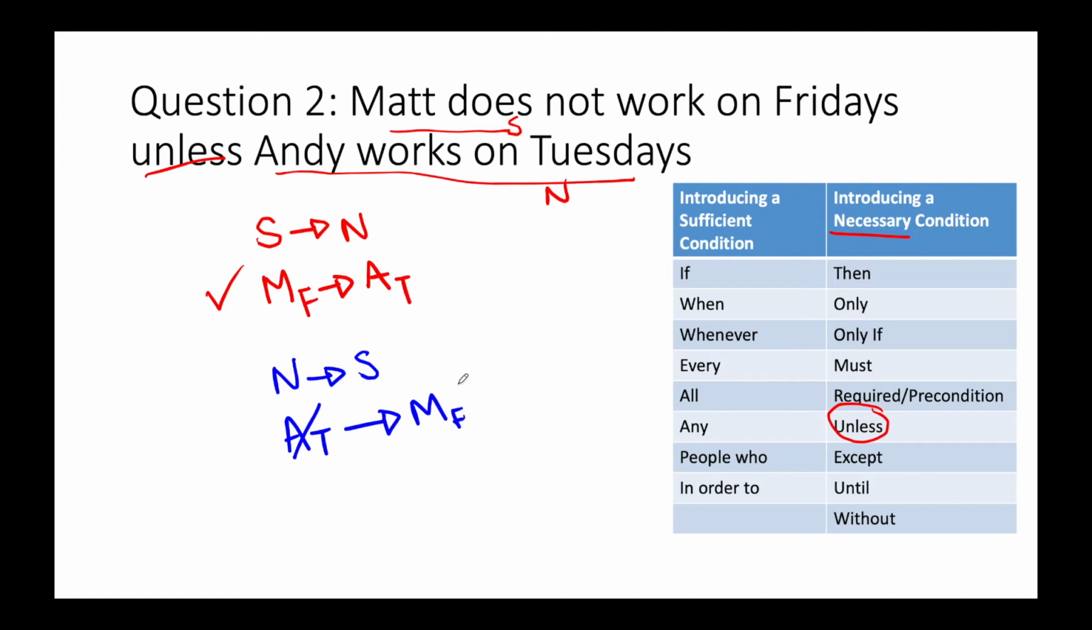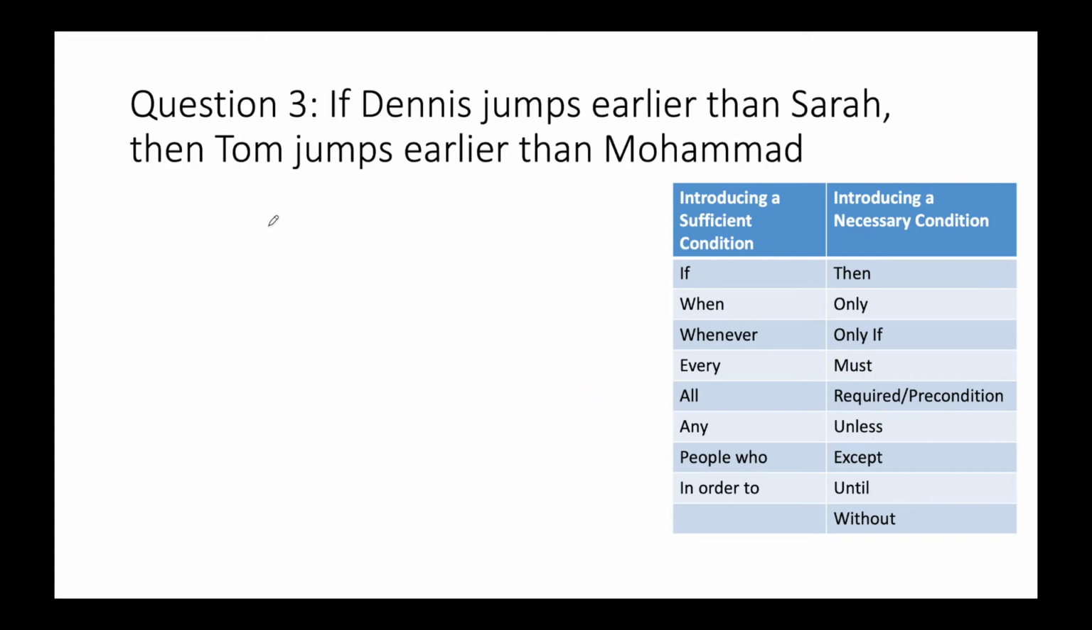So if we had our big circle with necessary and the small circle sufficient, when something is not necessary, it means it does not contain this sufficient part, this smaller circle. So Matt, who would be here, cannot be here. Matt is probably somewhere there. Now that we understand it, let's move on to a different question.